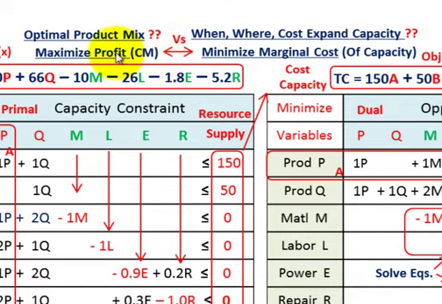Now for our linear programming solution, we're going to look at two different solutions. We're going to look at maximizing our profit or contribution margin versus minimizing our marginal cost or the cost of capacity. So for our maximization problem, really we're trying to determine the optimal product mix. And with our minimization problem, this is where we're looking at when, where, and at what cost it takes to expand any capacity if you have to do so.